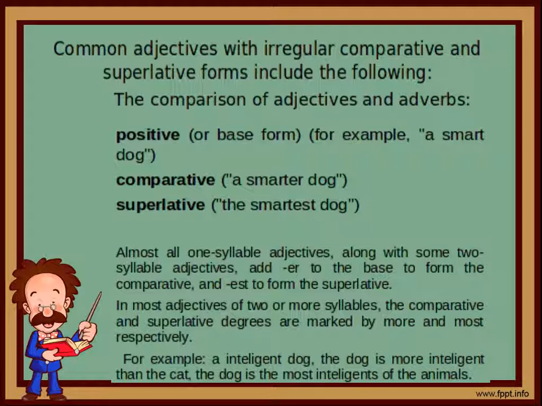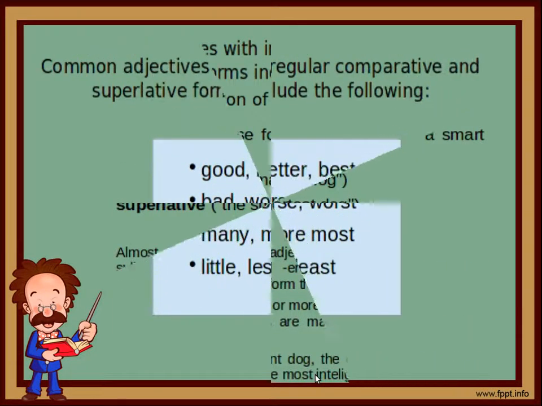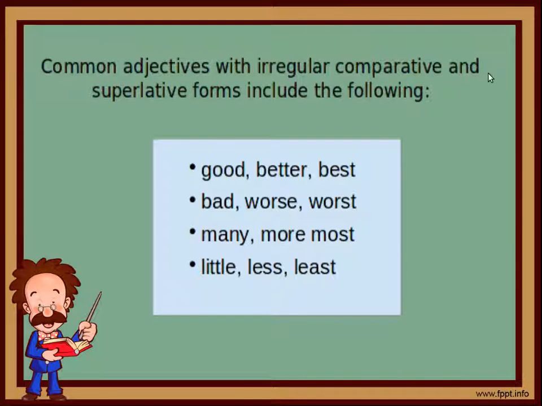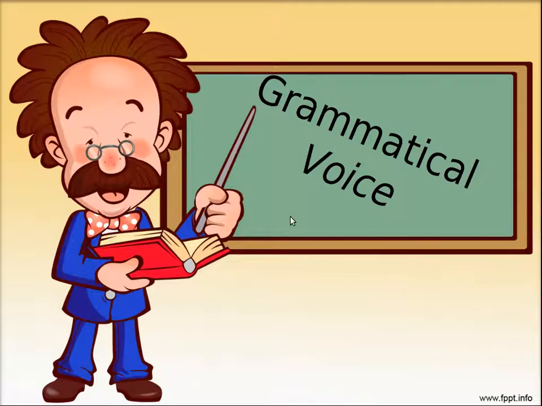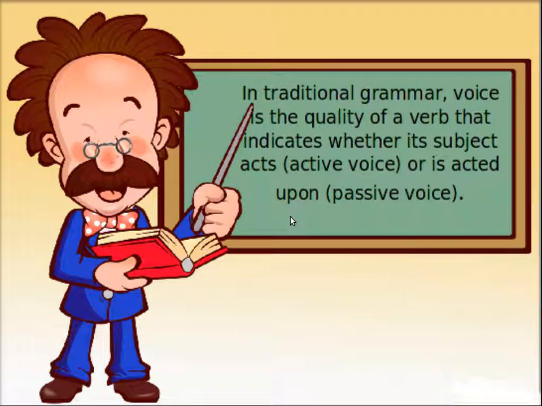In most adjectives of two or more syllables, the comparative and superlative degrees are marked by more and most respectively. For example, an intelligent dog; the dog is more intelligent than the cat; the dog is the most intelligent of the animals. Common adjectives with irregular comparative and superlative forms include: good, better, best; bad, worse, worst; many, more, most; little, less, least.